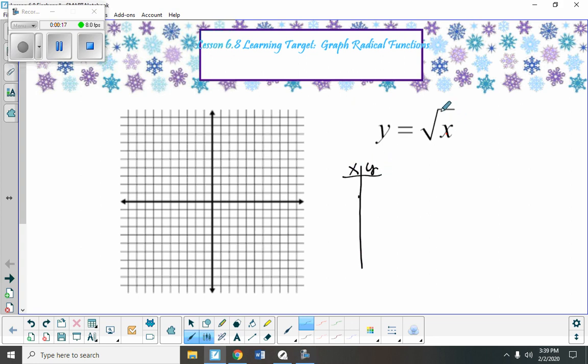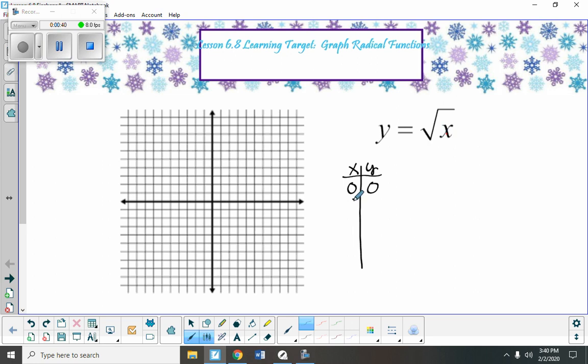And when we take the square root, we want to have real numbers. And so we're going to have to start with a 0. We can't put any negative values in because we can't take the square root of a negative. And if we do, it turns into imaginary. So if we plug in 0, we get square root of 0 is 0. And then you could put any positive number in, but let's pick a nice perfect square.